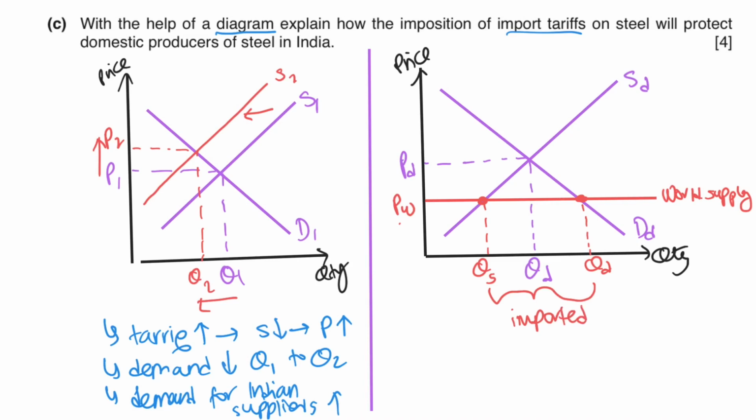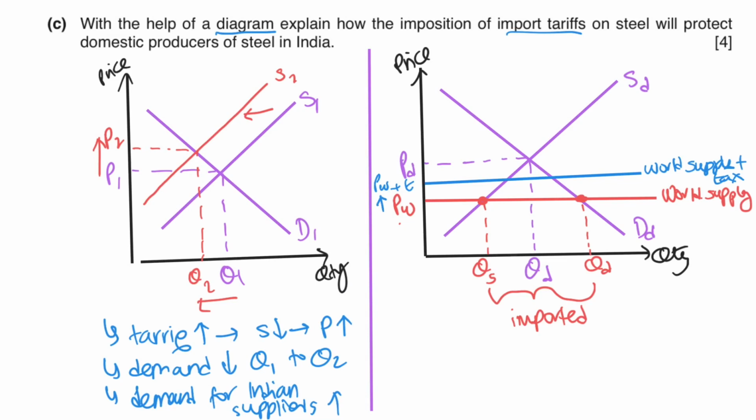Now this is where the government steps in. The government decides to apply a tariff which will cause the price of the international steel to go up. So look at it, it's going to shift upwards. And so the new price would be PW plus tax. World supply plus tax. And so now the government has artificially driven up the price.